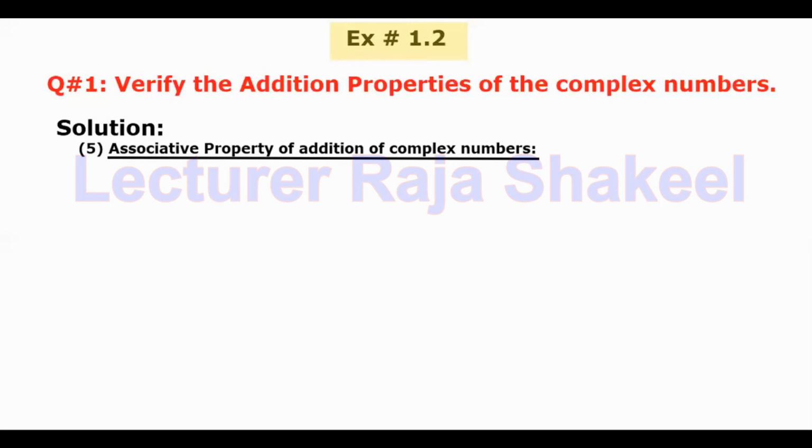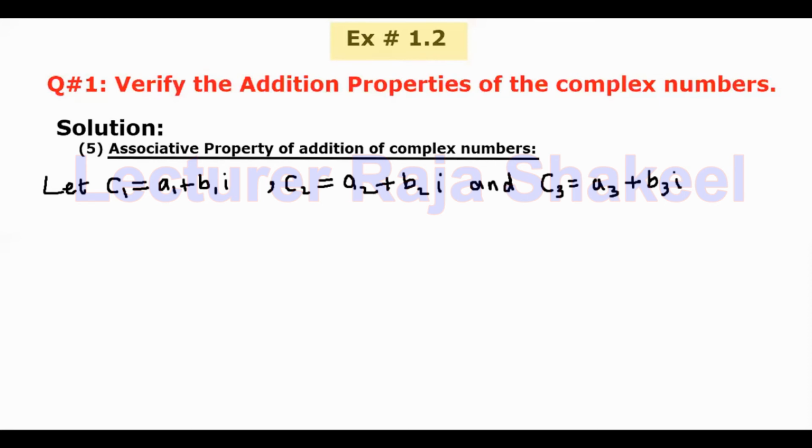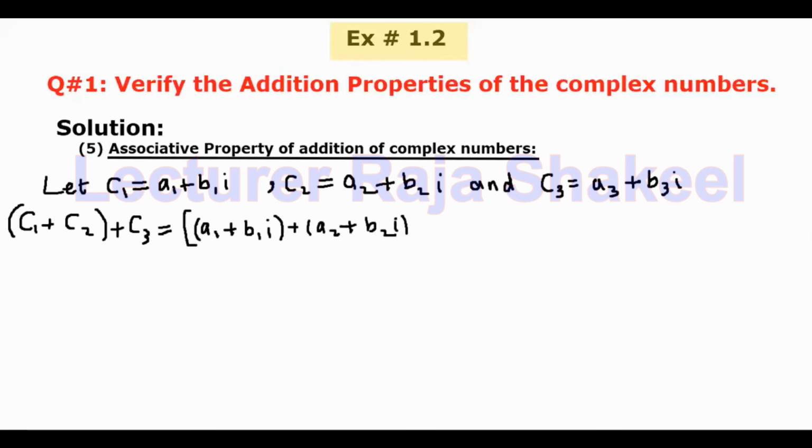Now let's see what's happening in the complex numbers. Let's consider that we have three complex numbers. The first is a1 plus b1 iota, the second is a2 plus b2 iota, while the third is c3, which is a3 plus b3 iota, and we have to add them. Let us consider that at first c1 plus c2 are inside the brackets and c3 is outside of the bracket. It means that at first we have to add c1 and c2, and their result will be added to c3.